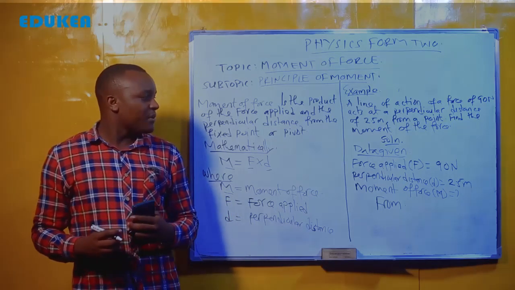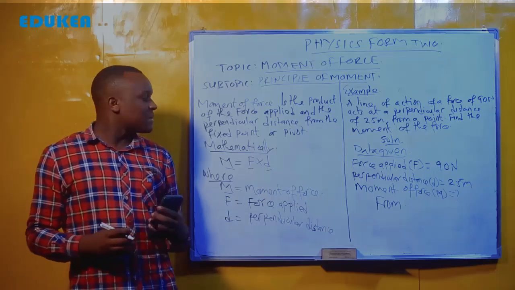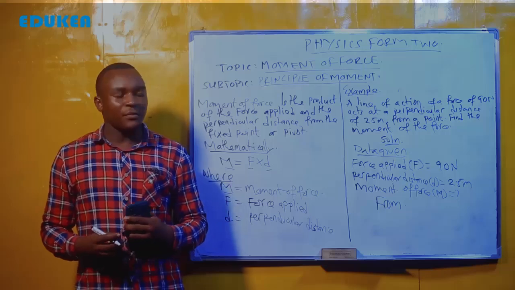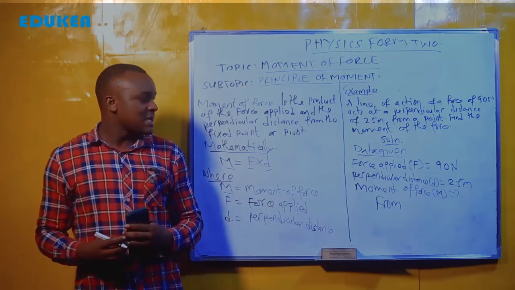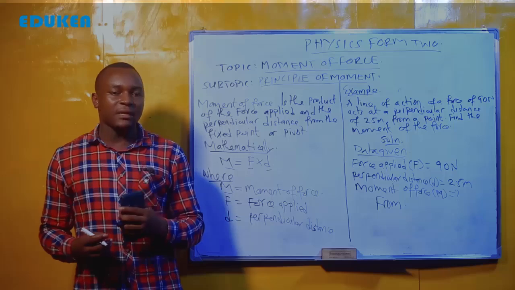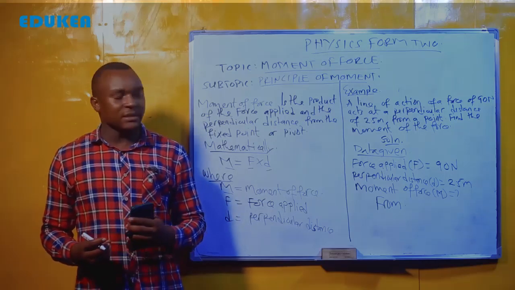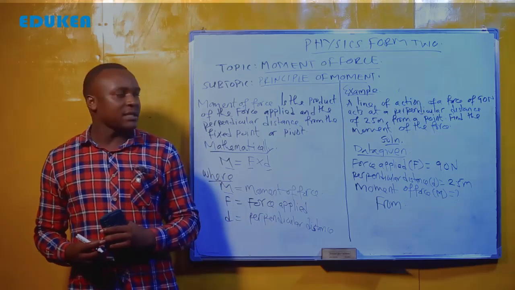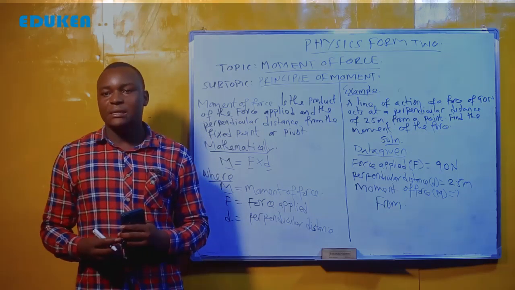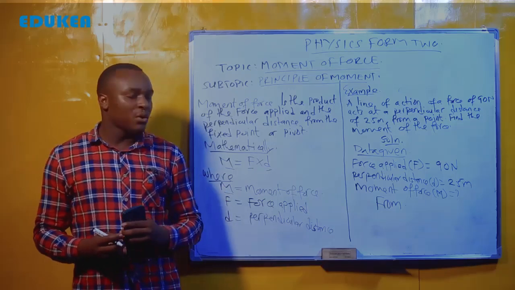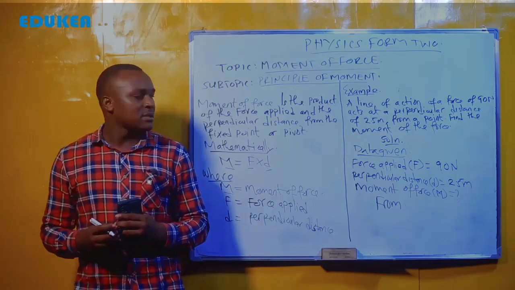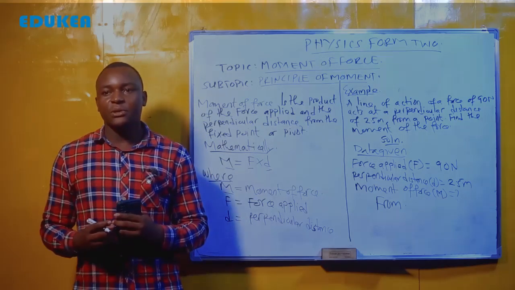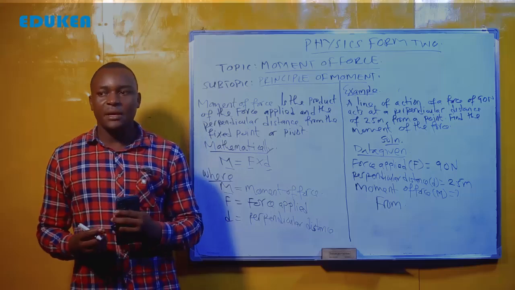So from the definition or from the concept of moment of force, we say that moment of force is equal to the product of force applied times the perpendicular distance. So now let's analyze the data which we are given in the question. The first data we are given is the force applied, which is 90 Newton. But also we are given the perpendicular distance, which is equal to 2.5 meter. And the question we are required to answer is to find the moment of force.